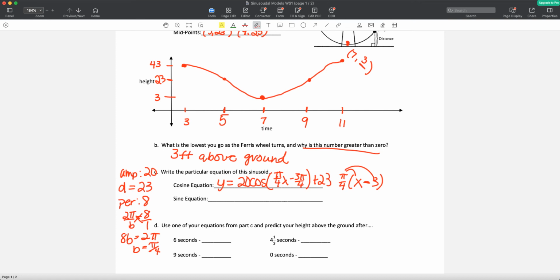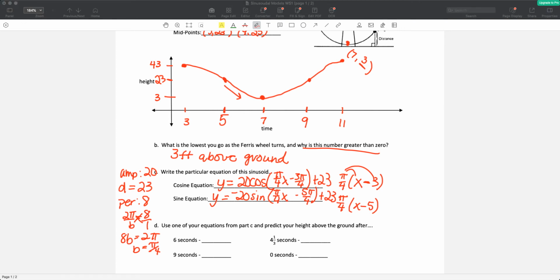So there's that one. For sine, then, we're looking for the nearest midpoint. Well, the nearest midpoint would be right here. So now we're moving forward 5. So it's very similar to the last one, except now we're moving forward 5. From this point, also, we need to note that we're going down. So the 20 needs to be negative 20. Sine of pi over 4x minus 5 pi over 4 plus 23. So there's that one. All right, before I move on, I'm going to go check this in the calculator.